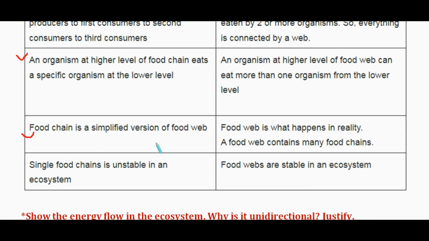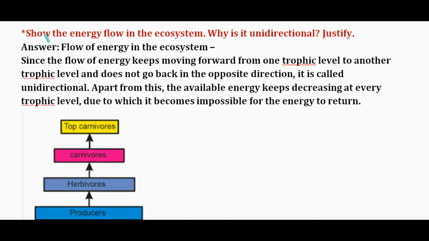Next is, food chain is a simplified version of food web. Food web is what happens in reality. A food web contains many food chains. A single food chain is unstable in an ecosystem. Food webs are stable in an ecosystem.